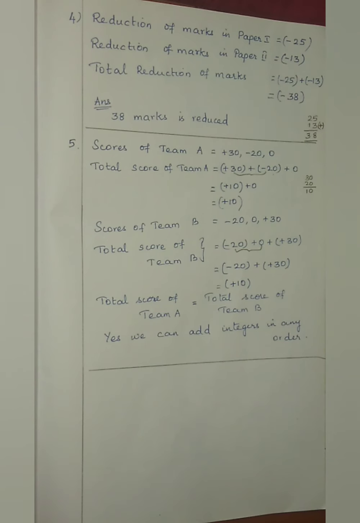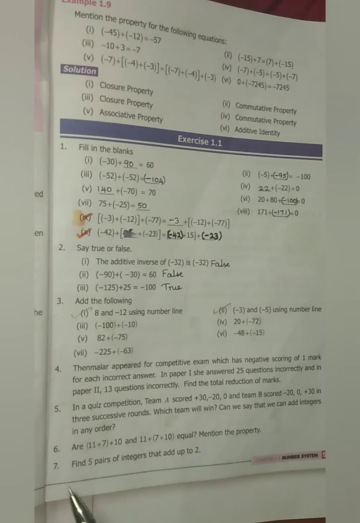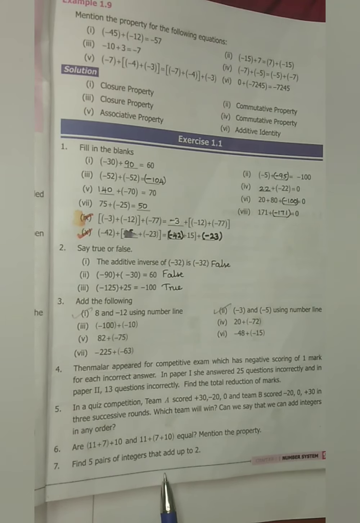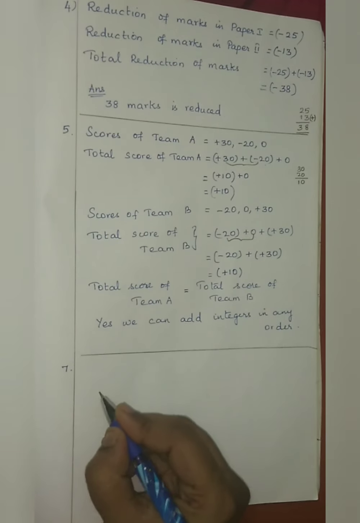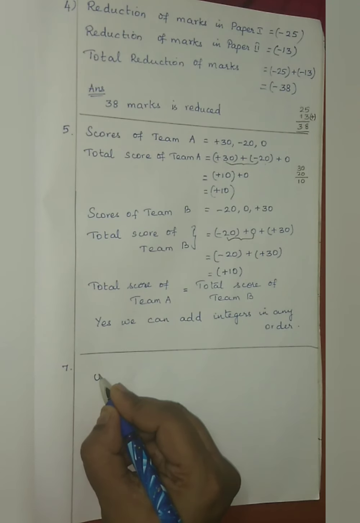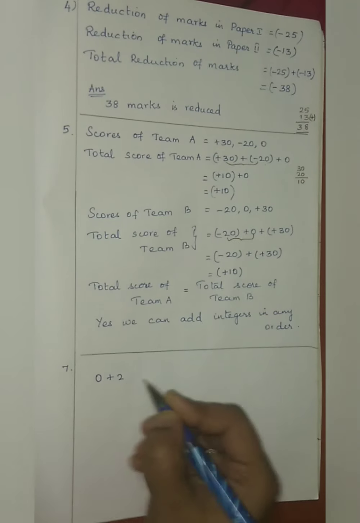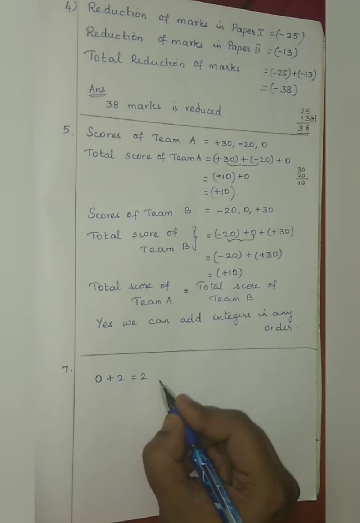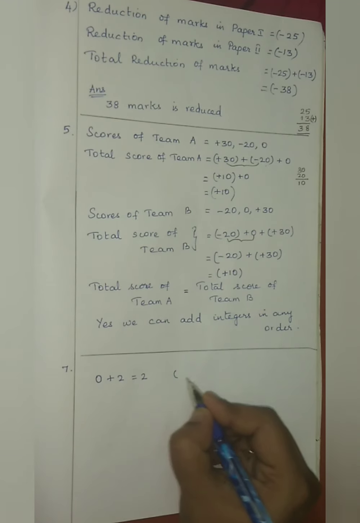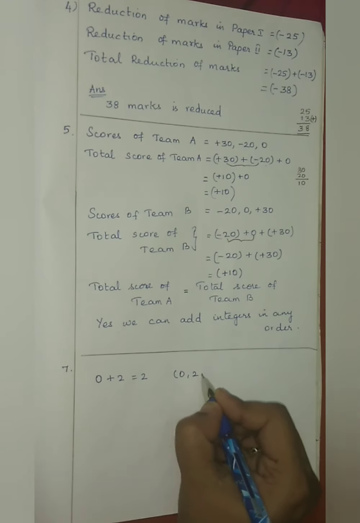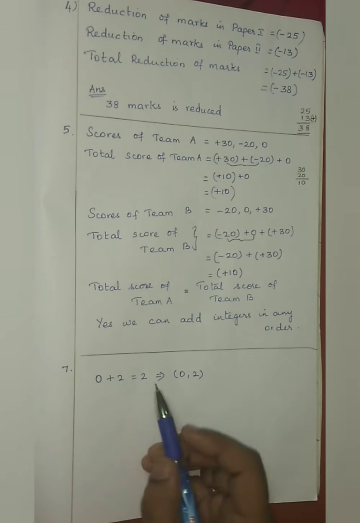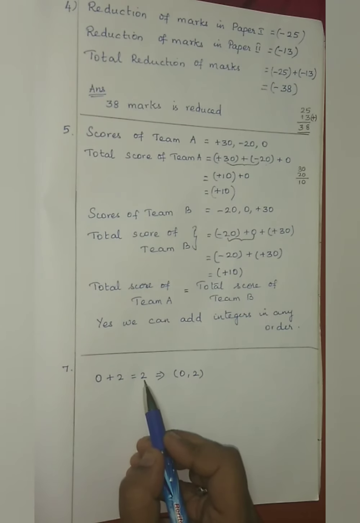Seventh problem. Find 5 pairs of integers that add up to 2. Let us find. Seventh problem solution. When I add 0 and 2, I get 2. So, one pair I found, that is 0 and 2. Similarly, you find 4 more pairs. When added, it should give 2.